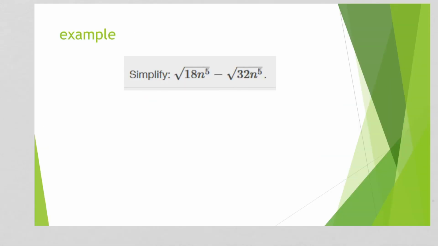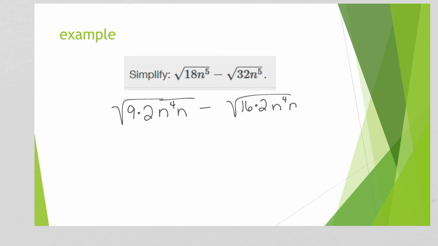With this in the form that it's in, because 18 and 32 don't match, right? So let's go ahead and simplify both of these and we'll see what happens. All right, so 18 can be written as 9 times 2, and then n to the fifth. If you want to write it like this, you can, or you can just leave it as n to the fifth. We have minus 32 can be written as 16 times 2, n to the fourth.